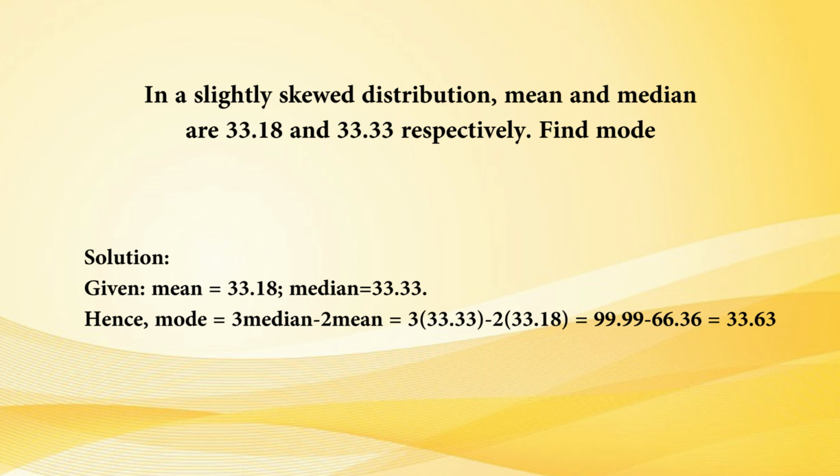Hence, mode is equal to 3 median minus 2 mean, which is equal to 3 into 33.33 minus 2 into 33.18, which is equal to 99.99 minus 66.36, which is equal to 33.63. Hence, mode for the slightly skewed distribution with the given values of mean and median is 33.63.